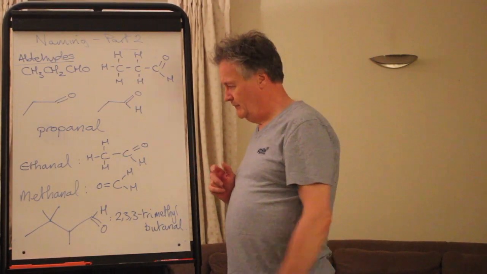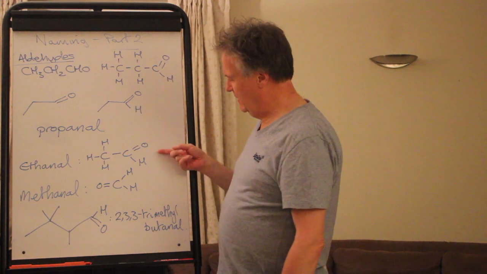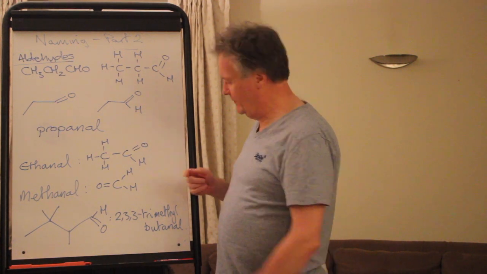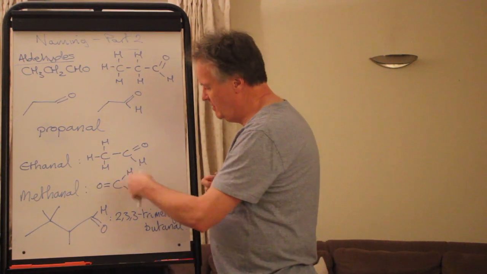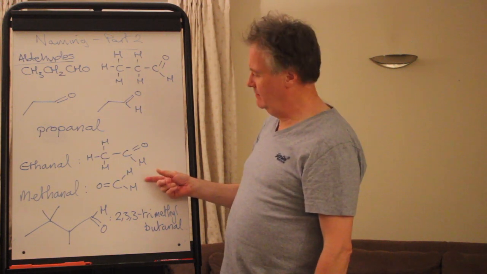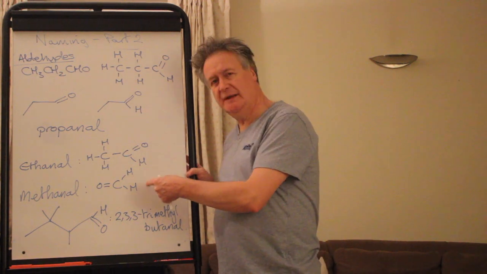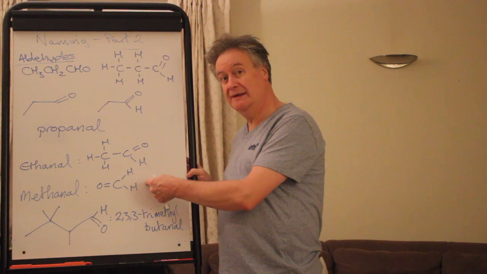There we go. So I've drawn out a displayed formula for ethanal and a displayed formula for methanal. It's the only one that has 2 hydrogens attached to the carbon, so it looks like a really small molecule. Long and checkered history with methanal. It used to be called formaldehyde, which is something you may have heard of, but its name is now, in the UK at least, not in America, methanal.